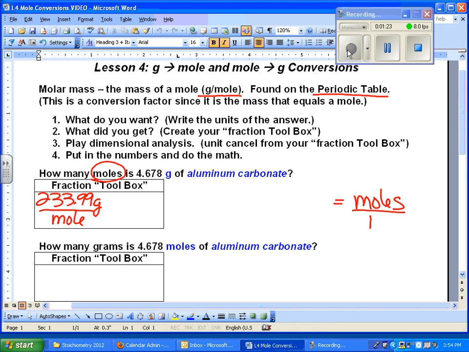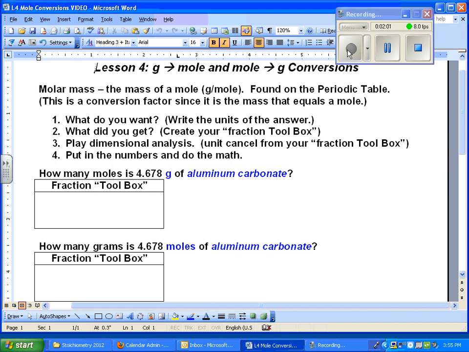The next thing is you're going to find the numbers and the units inside the problem. So right here I have a number and a unit. So I've got 4.678 grams, and there's no unit on the bottom, but I'm going to put a 1 just to make sure things stay straight. Then I'm going to come here to what I want and play the dimensional analysis game. Because I want moles, that's the first thing that's going to have to show up here.